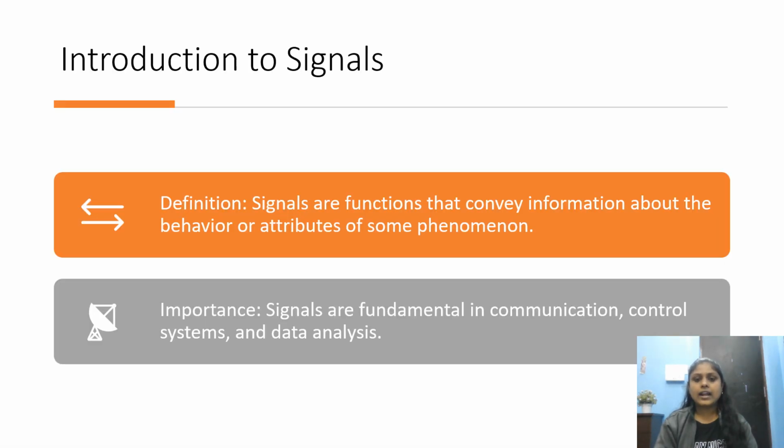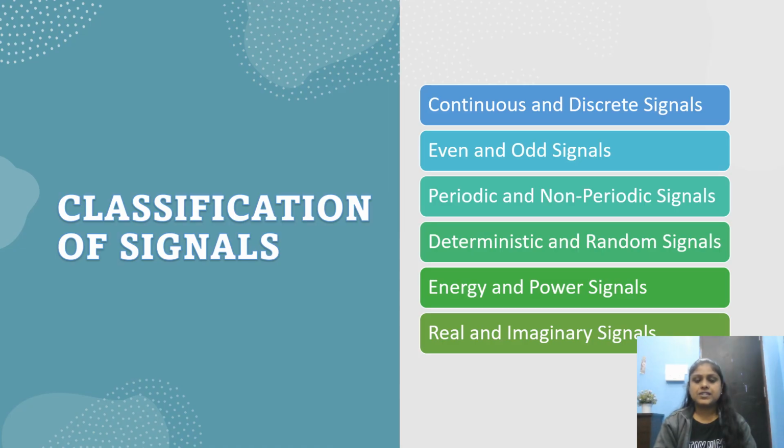Before going to the classification of signals, let us know about signals. Signals are functions that convey information about the behavior or attributes of some phenomena. Importance: signals are fundamental in communication, control systems and data analysis. Classification of signals: continuous and discrete signals, even and odd signals, periodic and non-periodic signals, deterministic and random signals, energy and power signals, real and imaginary signals.